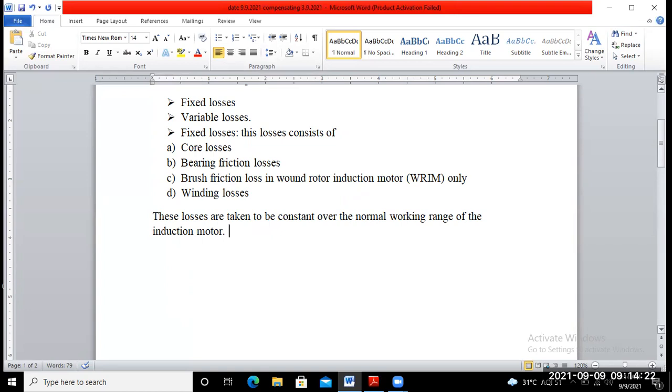Friction losses may vary slightly with the load and speed, but still you may consider them as constant. So friction loss may vary slightly with load and speed.